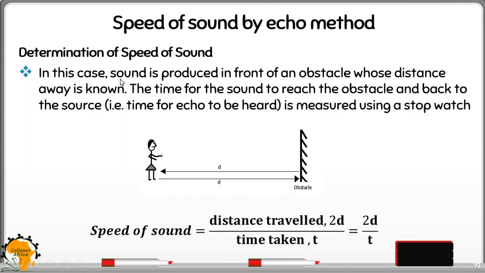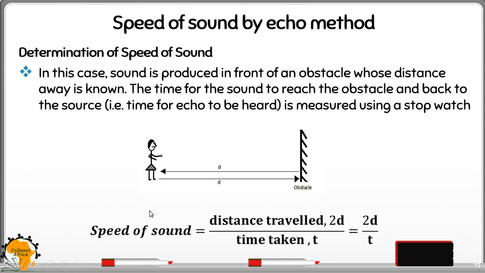And in this case, we consider a person who is producing sound and is at a distance d from the obstacle. So this person is supposed to have a stopwatch to gather time. And now what happens is that the sound is produced from here. It moves to where we have the obstacle, and then it moves back to her where she hears the echo. So using the stopwatch, she records the time.